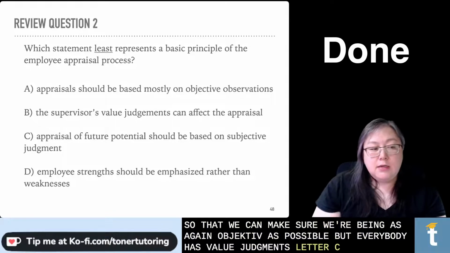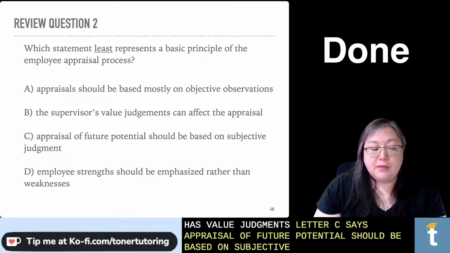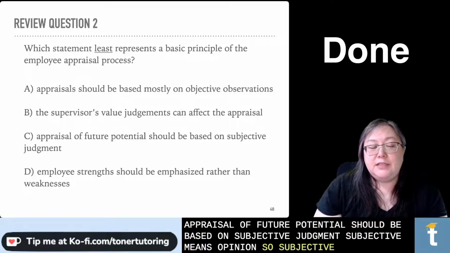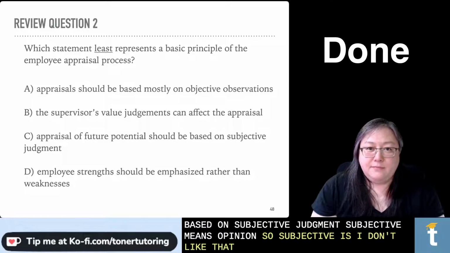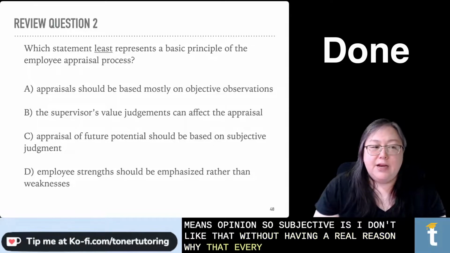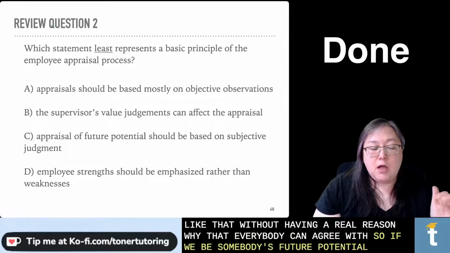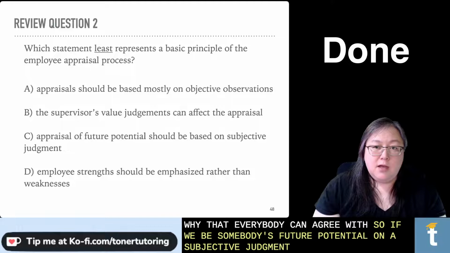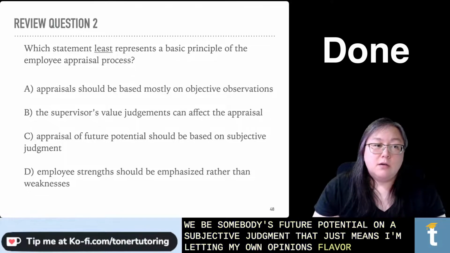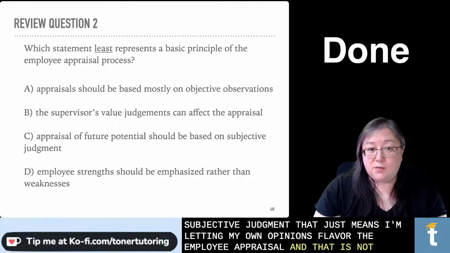Letter C says appraisal of future potential should be based on subjective judgment. Subjective means opinion. So subjective is, I don't like that, without having a real reason why that everybody can agree with. So if we base somebody's future potential on a subjective judgment, that just means I'm letting my own opinions flavor the employee appraisal. And that is not a best practice.